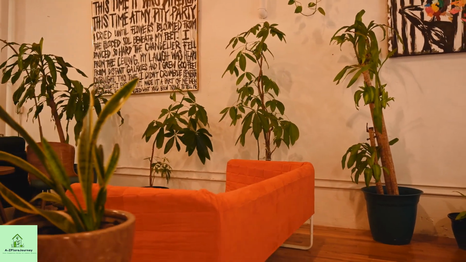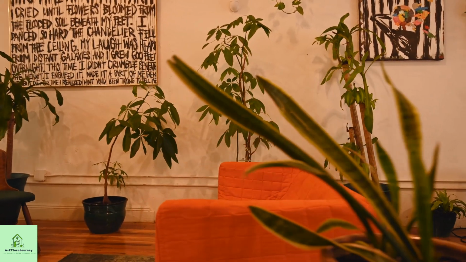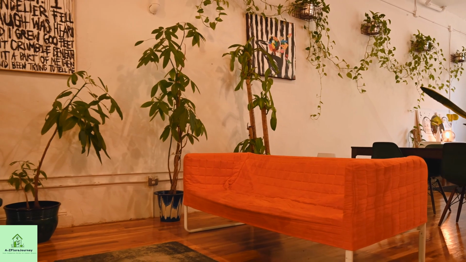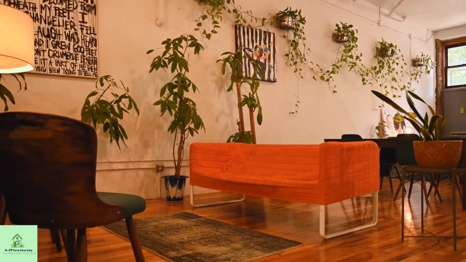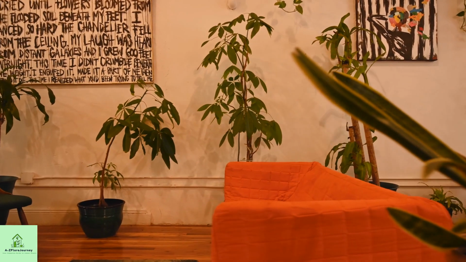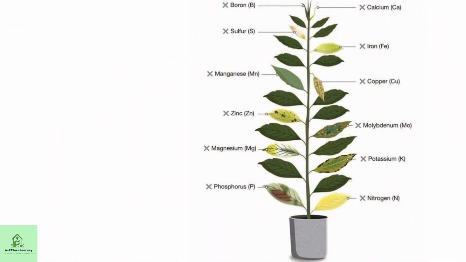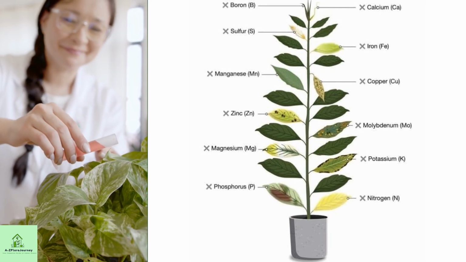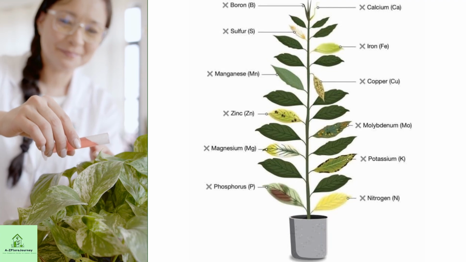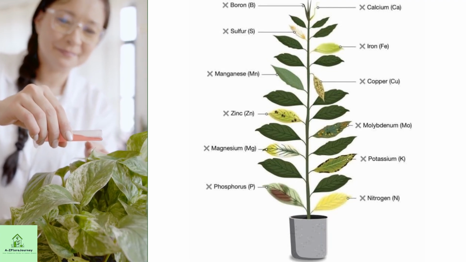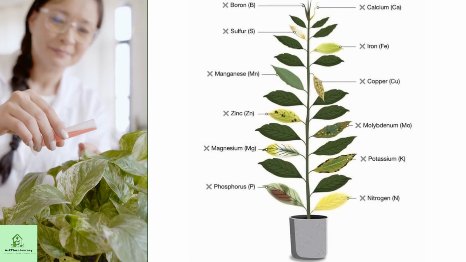2. Insufficient light. Plants that don't get enough light will have pale leaves and weak growth. Now, how to diagnose? Move the plant to a brighter spot and observe changes. 3. Nutrient deficiency. Yellow or small leaves may indicate a lack of nitrogen, phosphorus, or potassium. How to diagnose? Use liquid or granular fertilizers and monitor improvements.